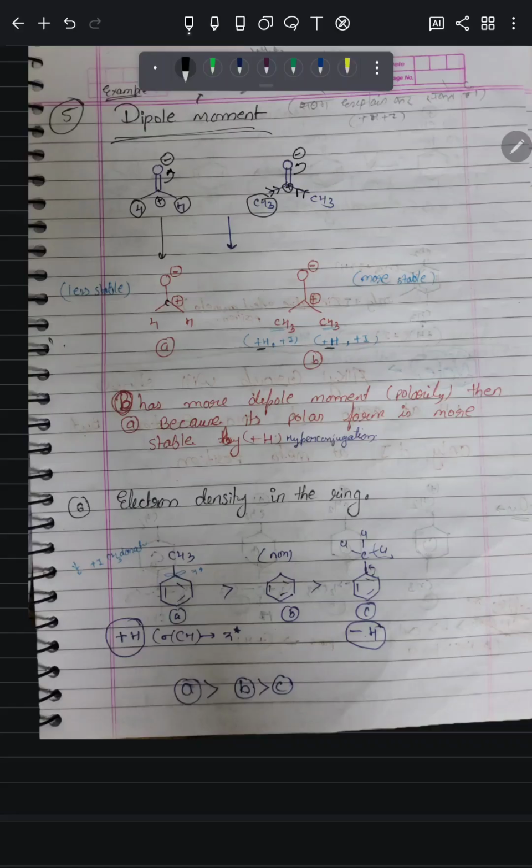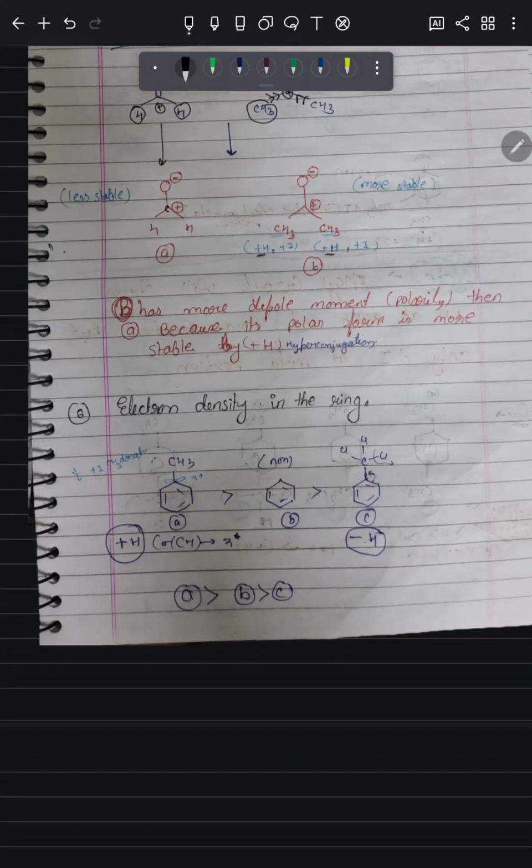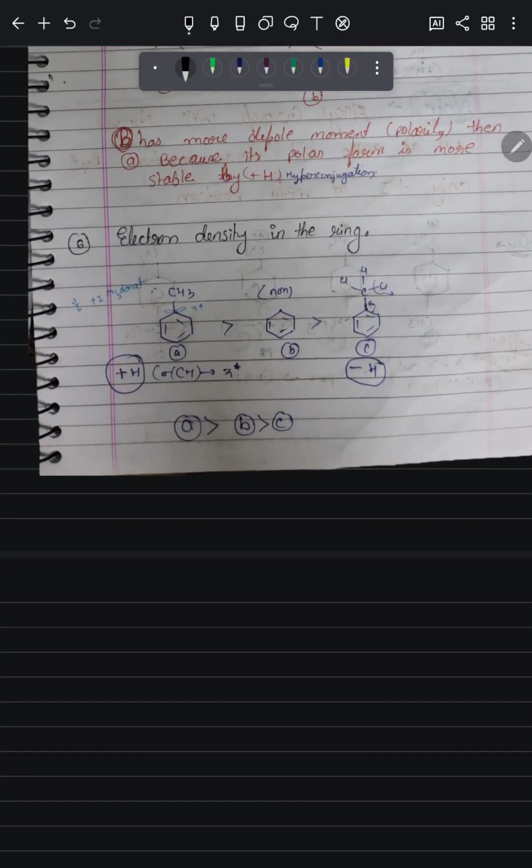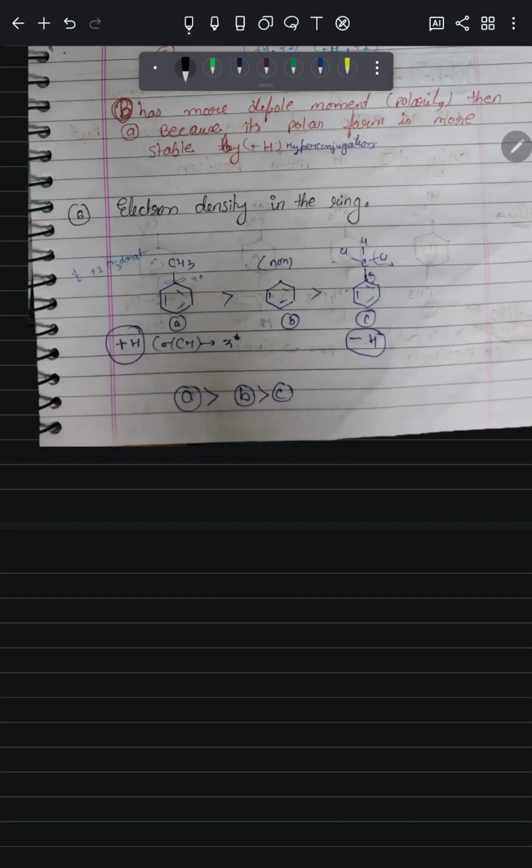So we can discuss the stability of dipole moment with this. So B has more dipole moment polarity than A because its polar form is more stable by hyperconjugation. Now let's talk about the electron density in the ring. We can also discuss the sixth application, which is the electron density in the ring, with the help of hyperconjugation.